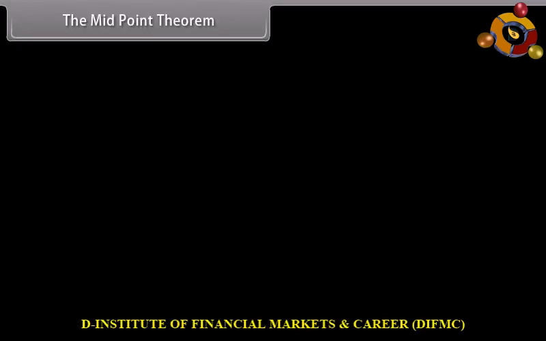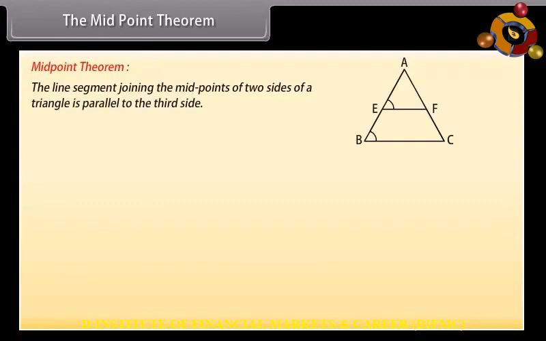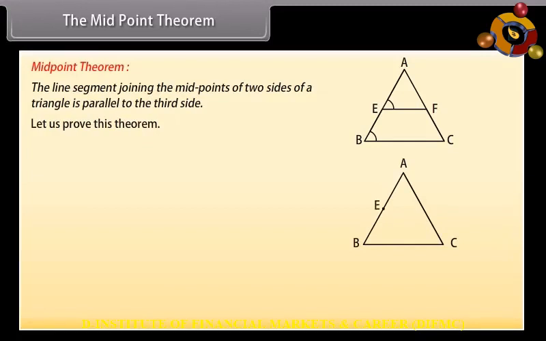The midpoint theorem. Now we'll study about the midpoint theorem, which says that the line segment joining the midpoints of two sides of a triangle is parallel to the third side. Let us prove this theorem. Draw a triangle ABC. Mark a point E, the midpoint of AB, and F, the midpoint of AC.